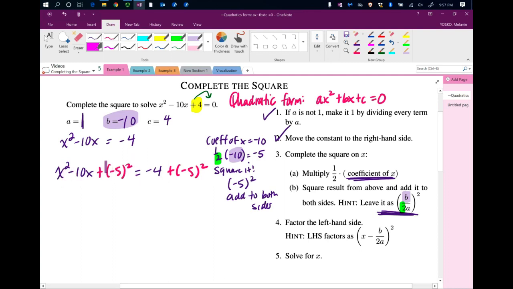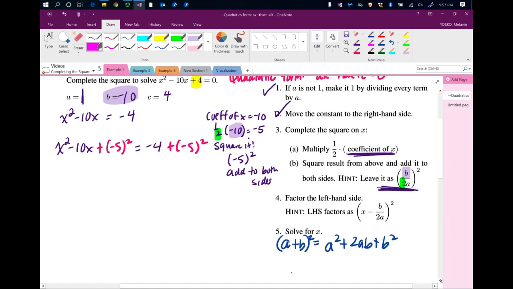So there are two things that are being squared. We have a rule in algebra that says that a plus b quantity squared is a squared plus 2ab plus b squared.